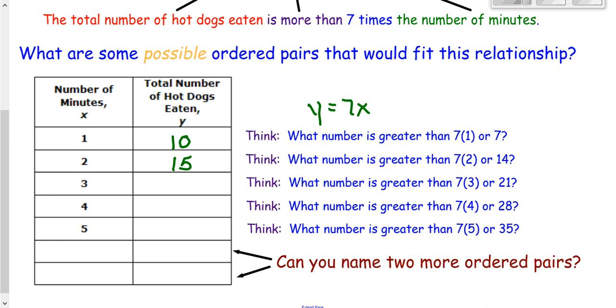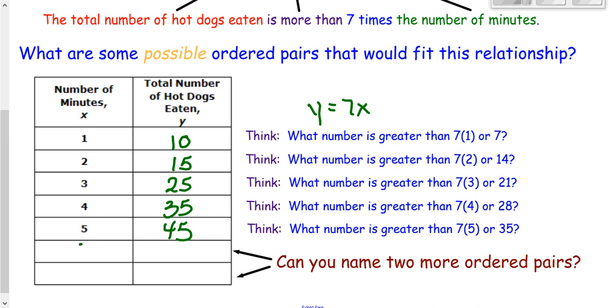And 3 minutes, he was eating 21. So let's say he needs to eat 25. And 4 minutes, he had eaten 28. So let's just say he needs to eat, I don't know, 35. And in 5 minutes, he was eating 35. So now let's say he needs to eat 45.